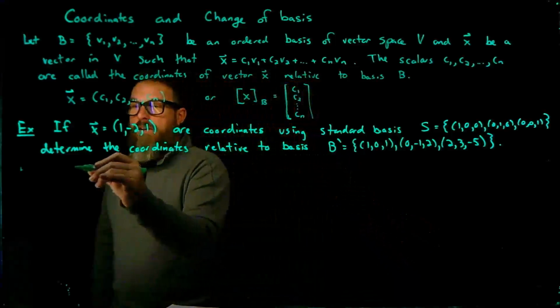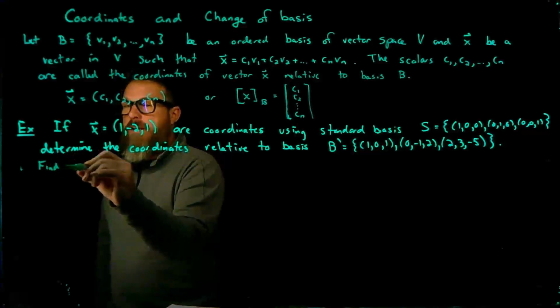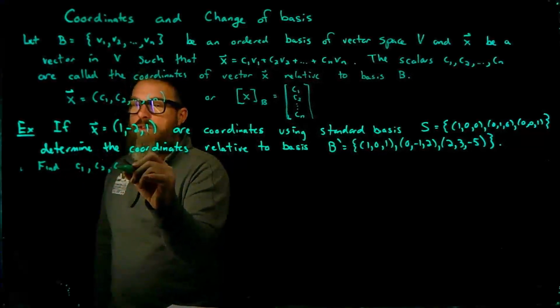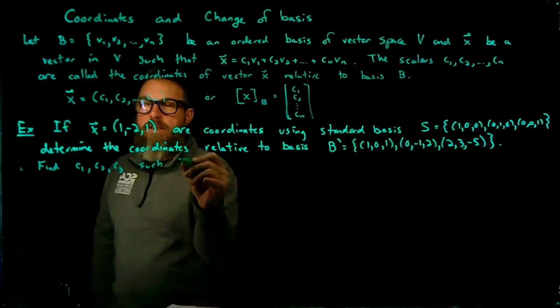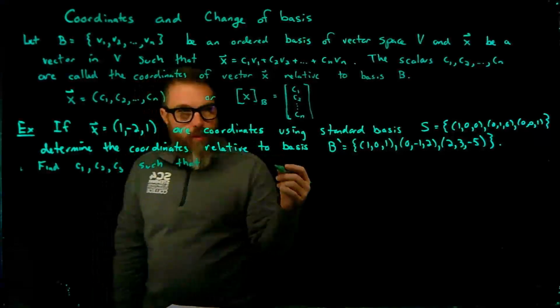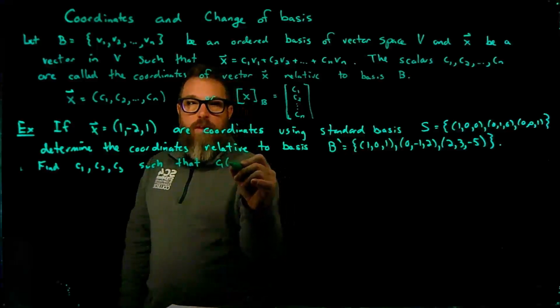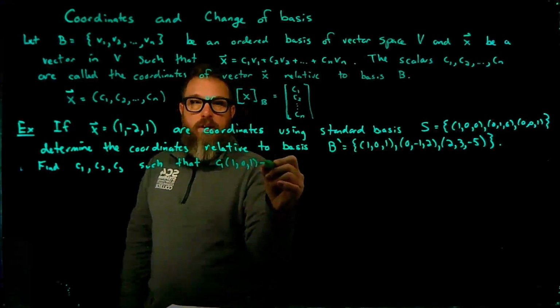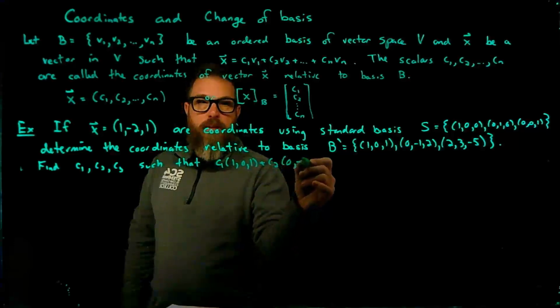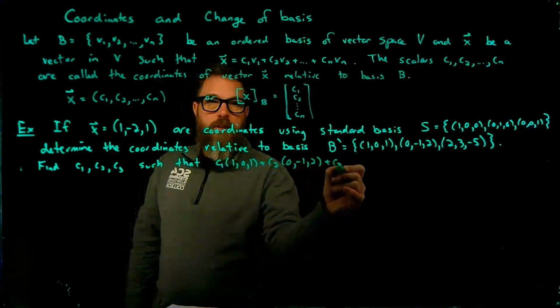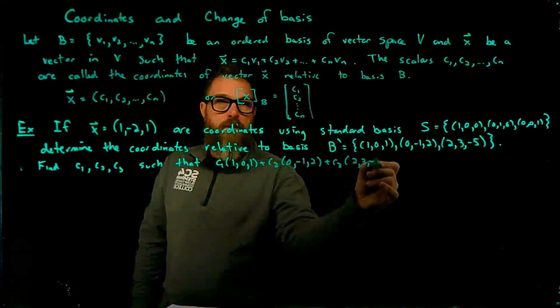So really what I'm trying to do is find c1, c2, c3 such that I can write it as a linear combination of this new basis: c1 times the first basis vector plus c2 times the second basis vector plus c3 times the third basis vector.